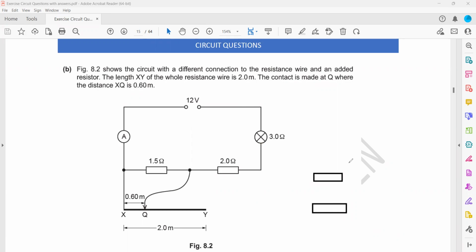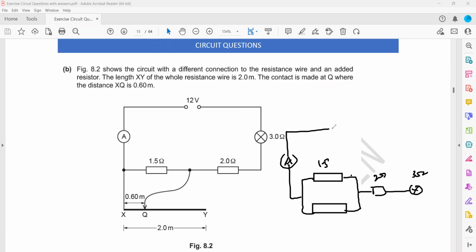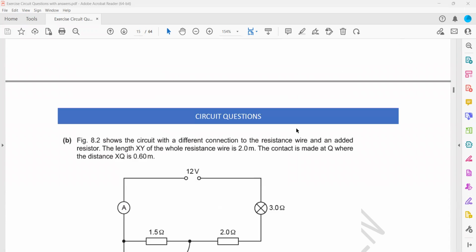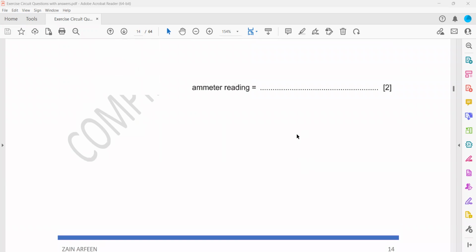a wire which has a length of 0.6 meter that is also acting as a resistor, and next to that is a 2 ohm resistor, and next to that is a 3 ohm lamp. This is 1.5, and there's an ammeter, and we have a 12 volt supply. This is actually how the circuit will look. So calculate the resistance of the circuit. We know resistance and length are directly proportional.